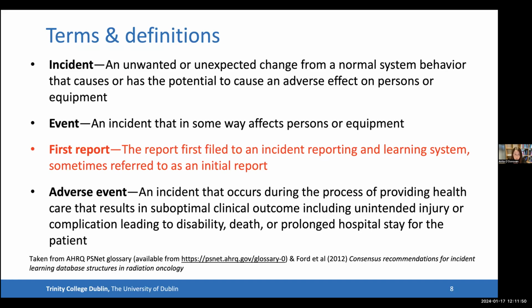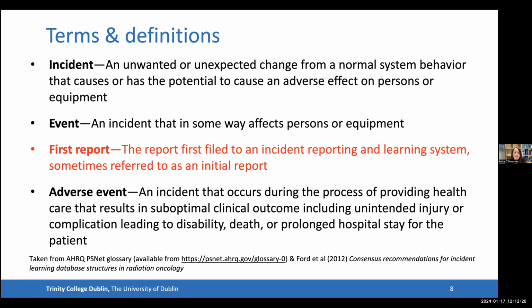So some of the terms and definitions that we've used are very much from an American perspective. So the AHRQ, the Agency for Healthcare Research and Quality in the States, we reference their glossary in terms of the terminology used in the guidelines, and also a seminal paper from Eric Ford and colleagues on consensus recommendations for incident learning database structures in radiation oncology. And it applies, as I mentioned before, to both incidents and near misses, so to all of the definitions shown here on the screen.